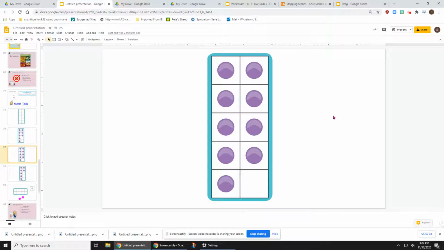I'd like you to go ahead and count the purple counters in the 10 frame and tell me how many counters you see. Give yourself a minute.